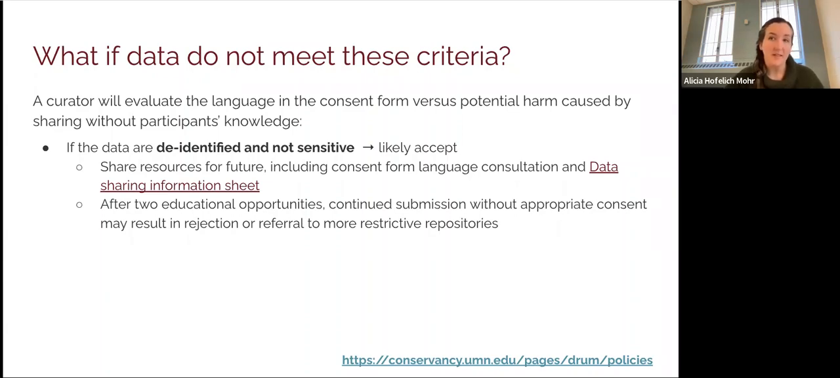We were getting many submissions from similar research labs that had the same language without any kind of change. And so one thing we wanted to put in there is that after two educational opportunities, if someone has had the opportunity to improve their consent form but continues to submit to our repository without improvements, we may reject it or refer to more restrictive repositories that are more appropriate for the consent language that's in there.